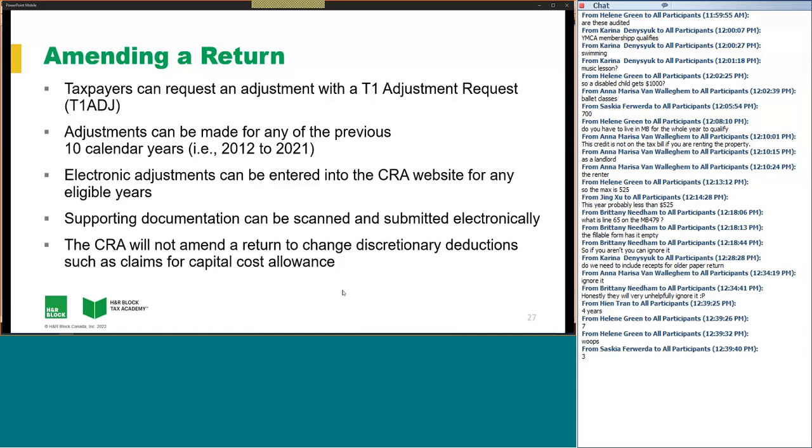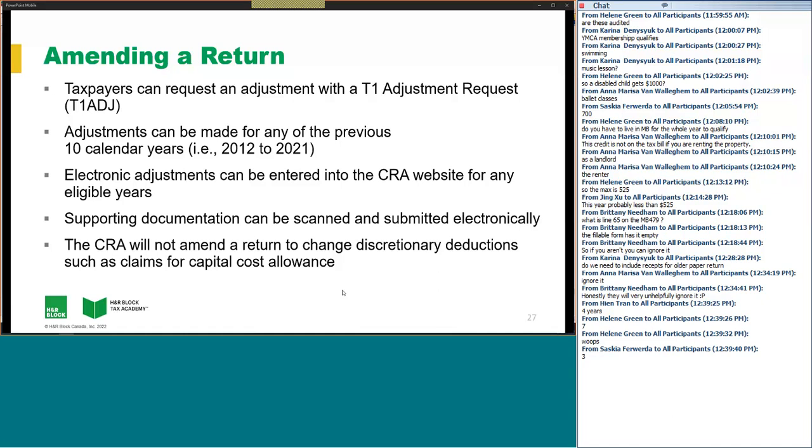Okay. And then finally, the CRA will not change discretionary deductions. So things you had a choice about and you just made a bad decision, they will not change. I will tell you, if the change you want is to remove a deduction or to add income, they're generally happy to let you do that.